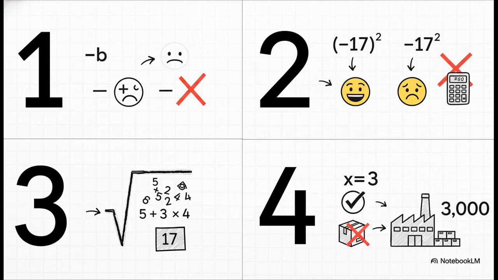If you type in -17 squared without parentheses, it might give you the wrong answer. Third, order of operations. You have to solve everything under the square root first before you take the square root. And finally, misinterpreting the roots. Never ever forget the context. Getting the answer x equals 3 is pointless if you don't translate that back to what it means for the business, 3,000 units. In business, context is everything.